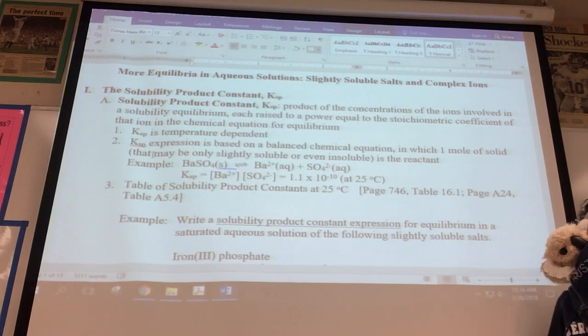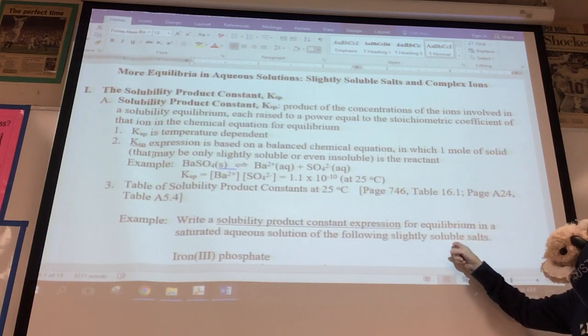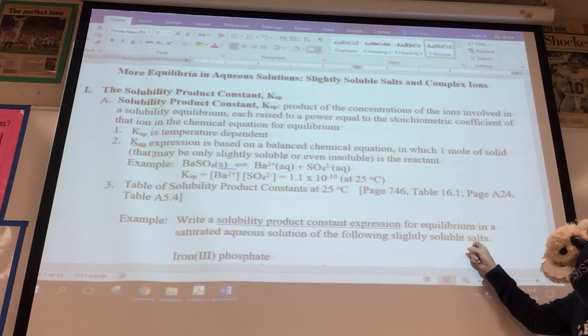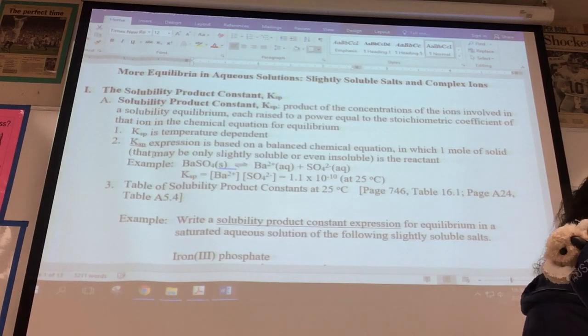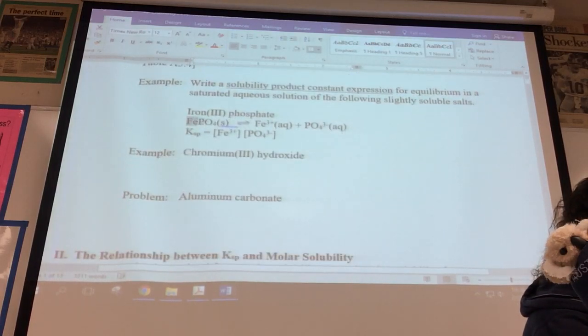First example, it says write a solubility product constant expression for equilibrium in a saturated aqueous solution of the following slightly soluble salts. The first is iron 3 phosphate. Your approach here is you first write the chemical formula for the compound.